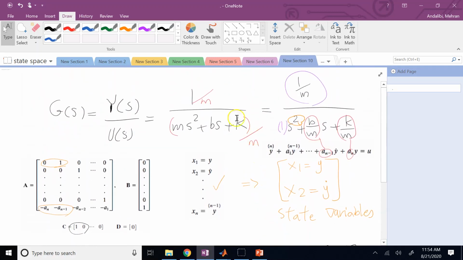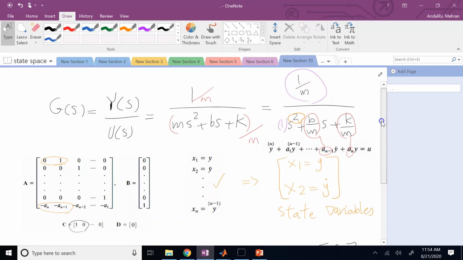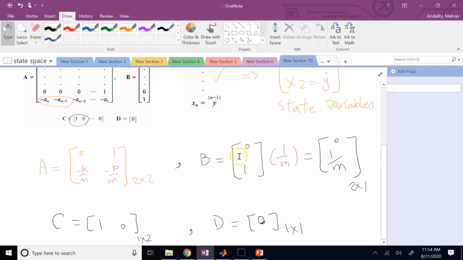So again, canonical form, in case the numerator does not have any S term, it is quite simple. You have to keep in mind that the leading term of the denominator should be 1. If it's not, you divide, and then if you divide, anything other than 1 will be multiplied by matrix B.